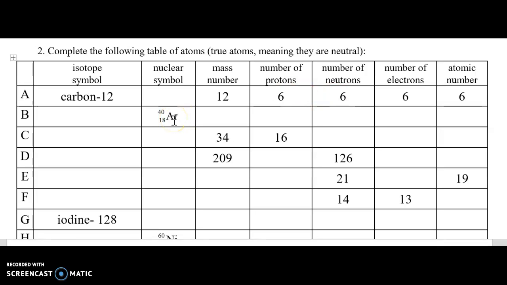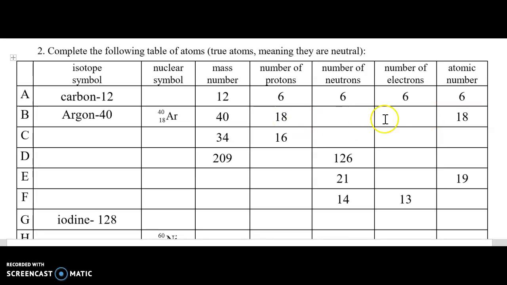Okay, the second line, the element is argon. Again, you can look that up on your periodic table. And then in the isotope symbol, you have to put the hyphen or dash and then the mass number. The mass number is found right here, which is 40. And of course, that means I can fill in the mass number as well. 18 in this symbol is the atomic number, so I can put that in for atomic number, which is also, of course, the number of protons.